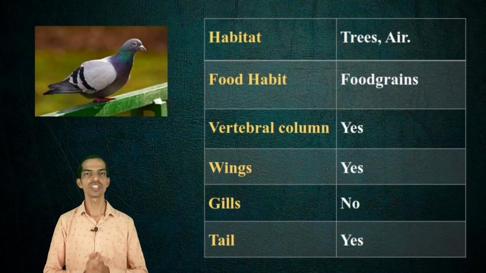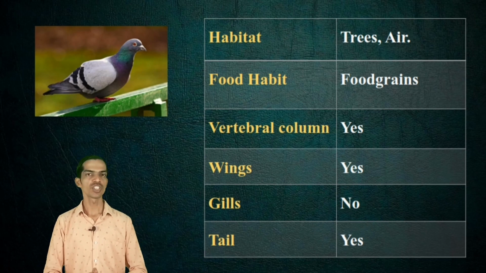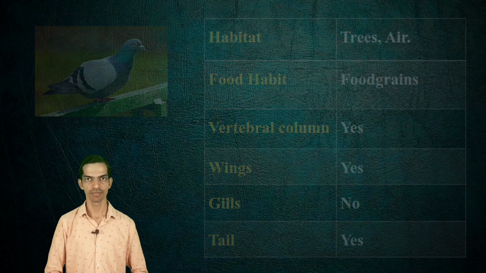Pigeons live on trees and fly in the air. Pigeon feeds on food grains. It has wings but does not have gills. Like the duck, the pigeon's tail is also of a characteristic type. In this way, you can also make a list of animals in your surroundings.